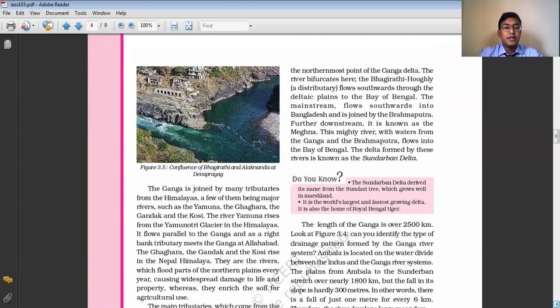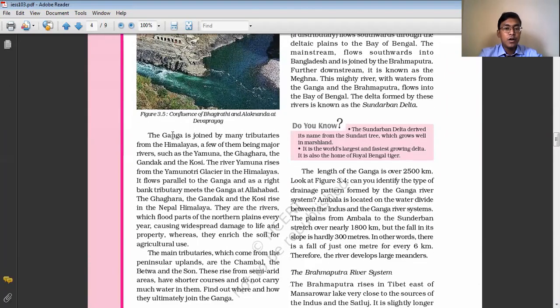The Ganga is joined by many tributaries from the Himalayas, a few of them being major rivers such as the Yamuna, the Ghagra, the Gandak, and the Kosi. So the Ganga river is mainly joined by many tributaries from the Himalayas. There are many rivers which originate from the Himalayan region, flow, and ultimately join the river Ganga as its tributaries. Some of the major rivers which join the Ganga as its tributaries are the Yamuna River, the Ghagra River, the Gandak River, and the Kosi River. These are some of the major Himalayan rivers which are the tributaries of river Ganga.